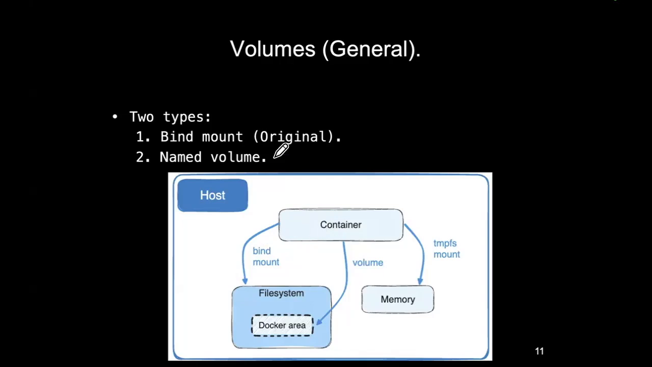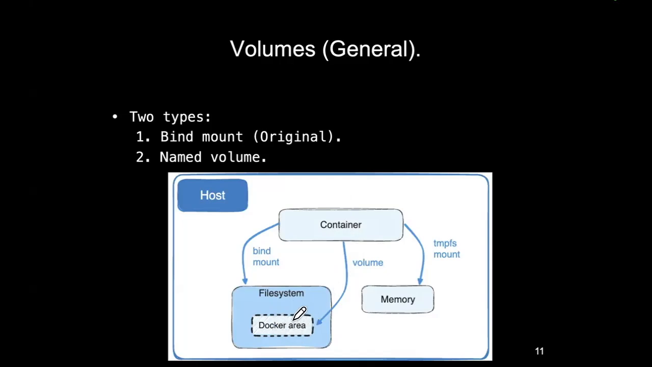Whereas if I create the second type of volume, which is called a named volume, named volumes are physically within Docker's part of the host file system. And so that's why the link here, which is representing named volumes, should really be up here. The link is to this part of the file system, if you like.